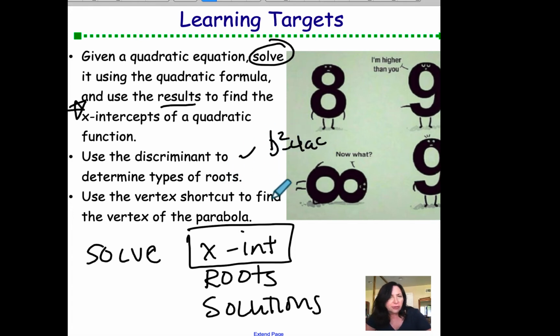And what the discriminant is going to tell me is whether my x-intercepts are real or imaginary. The discriminant is what's underneath the root, b squared minus 4ac, and it could be positive or negative. If it's positive, it's real x-intercepts. If it's negative, they're imaginary. And lastly, we're going to revisit the vertex shortcut to find the vertex of the parabola.